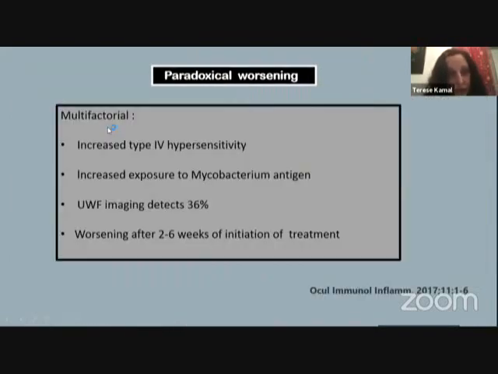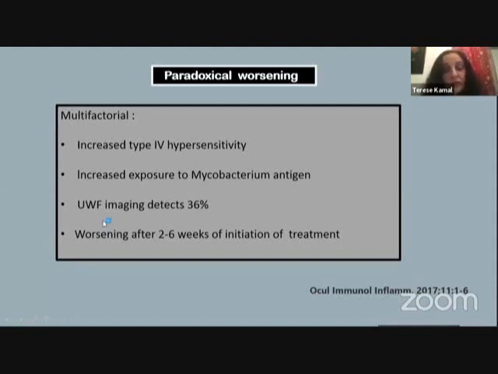The cause of paradoxical worsening is multifactorial. It could occur due to increased type 4 hypersensitivity. Mainly, I believe it occurs due to increased exposure to the mycobacterium antigen. As you start to treat the patient, the bacilli break down, so the antigens or proteins within these bacilli start to spread or become loose within the retina. The eye starts to react to these proteins because they are unknown to the eye, and this forms what we call the paradoxical worsening.